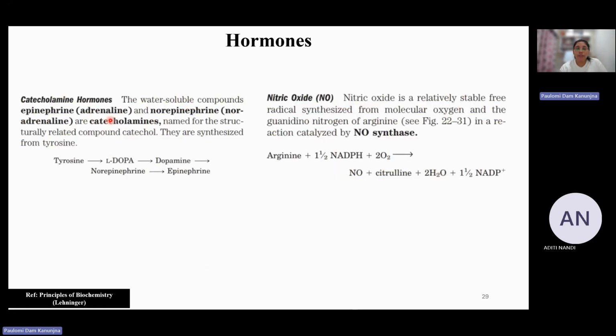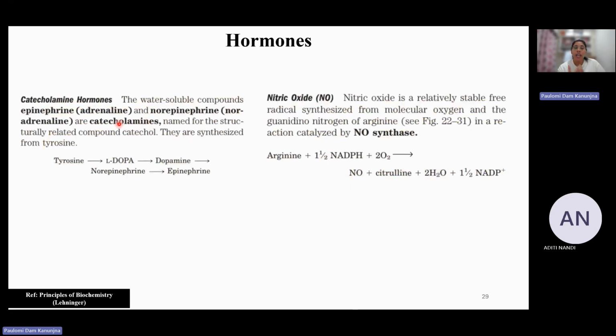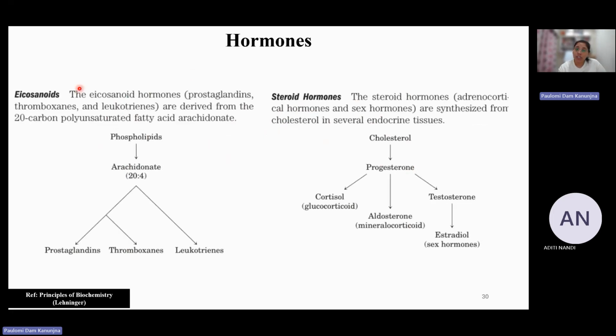So what I would suggest is, for most of these types, you should remember the precursor. For example, catecholamines, which are the epinephrines and the norepinephrines, are derived from tyrosine. This you should remember, right? Then you have nitric oxide, which is derived from arginine, and the enzyme here is nitric oxide synthase. Then you have eicosanoids. There are three types: prostaglandins, thromboxanes, and leukotrienes. You should remember they are from arachidonic acid.